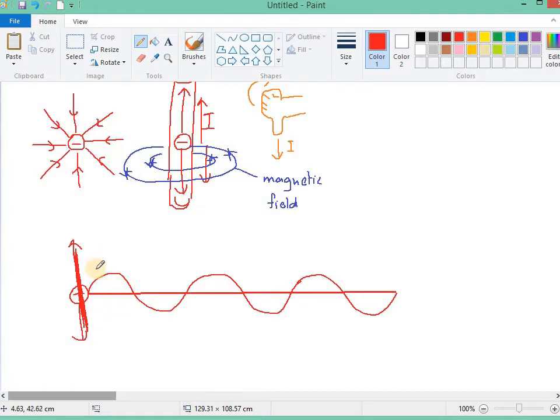And what happens when the electron oscillate up and down? Remember, when the electron moves, that means you have current. And if the electron keep on changing direction, that means the current also keep on changing direction. And if the current keep on changing direction, that means the magnetic field also keep on changing direction. So that means you have magnetic field that also oscillate.